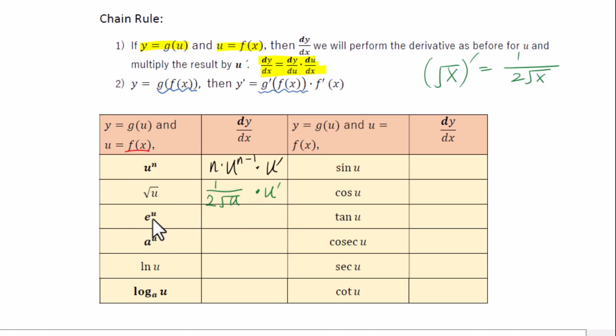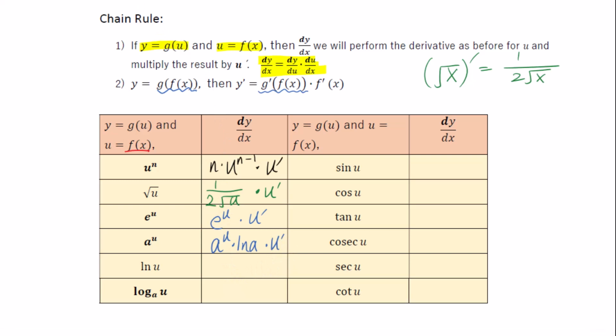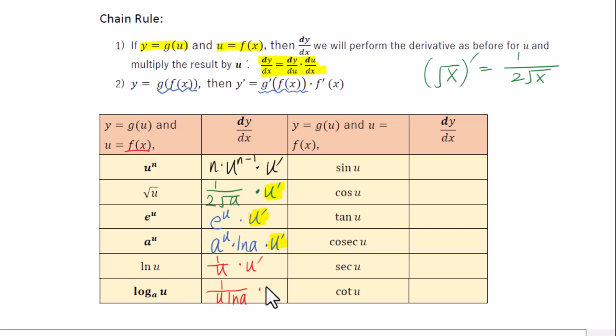For the derivative of e to the u power, that is e to the u power times u prime. For a to the u power, it will be a to the u power times natural log of a, then times u prime. Just do not forget times u prime, because u is a function of x. We are looking for dy dx. Natural log of u will be 1 over u times u prime. For log base a of u, it will be 1 over u times natural log of a, times u prime.